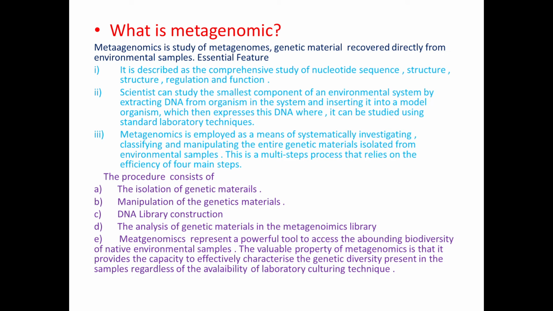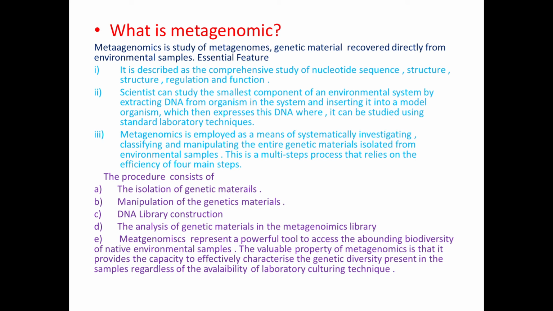First is isolation of genetic materials. Second is manipulation of genetic materials with the help of restriction enzyme, DNA ligase, and then construction of DNA library. That is very important for getting many copies of a particular gene of interest, and then analysis of genetic material in the metagenomic library. So metagenomics represents a powerful tool to assess the biodiversity of native environmental samples.